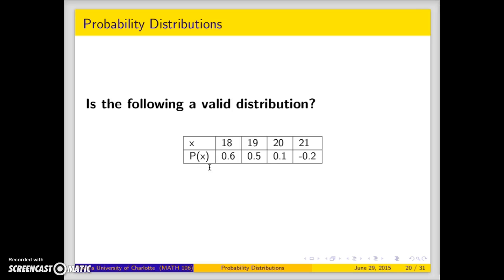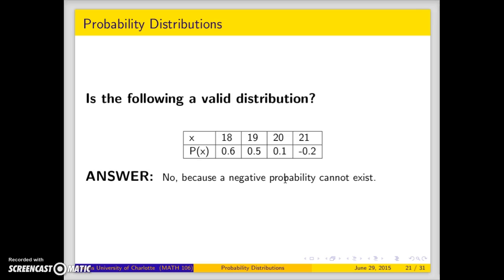Okay, how about this one? Okay, so all of the values are numeric, but we look here and we have a negative. So right away we know that this is not a probability distribution. So no.